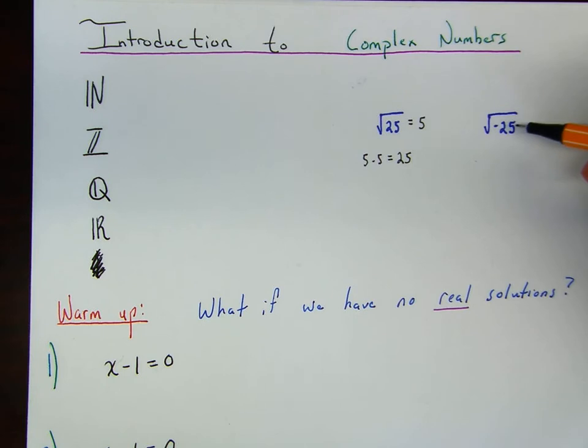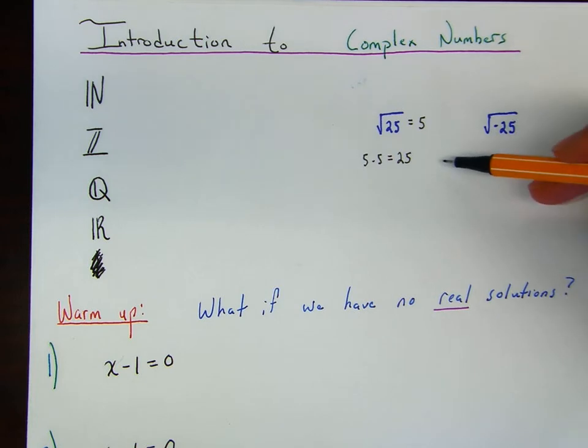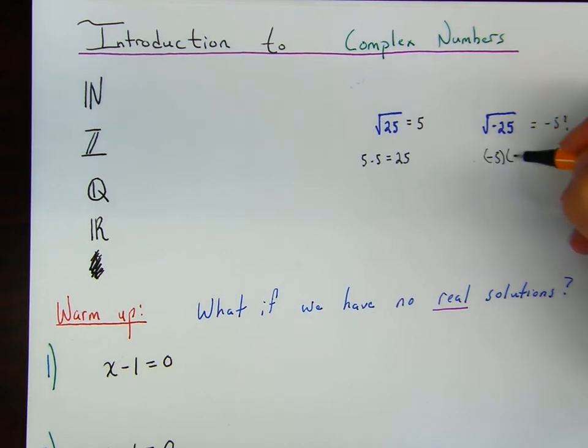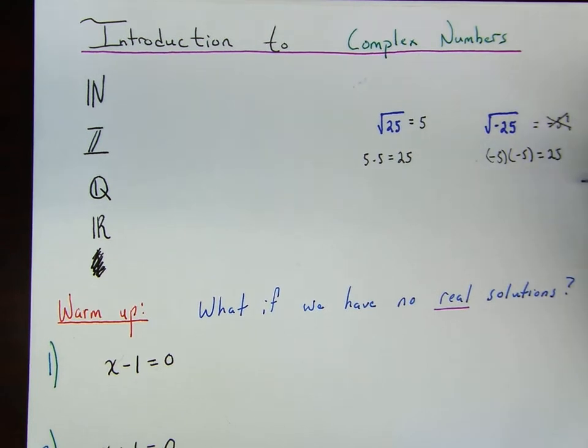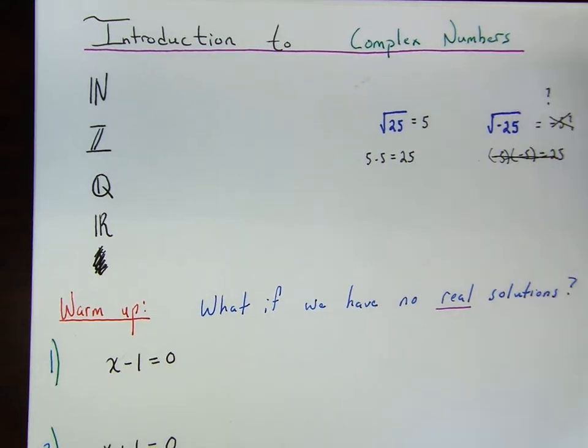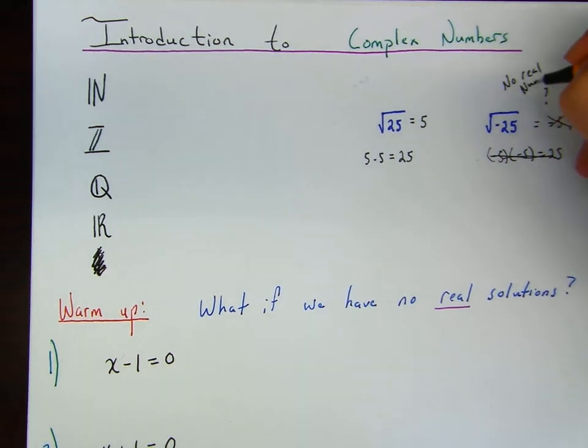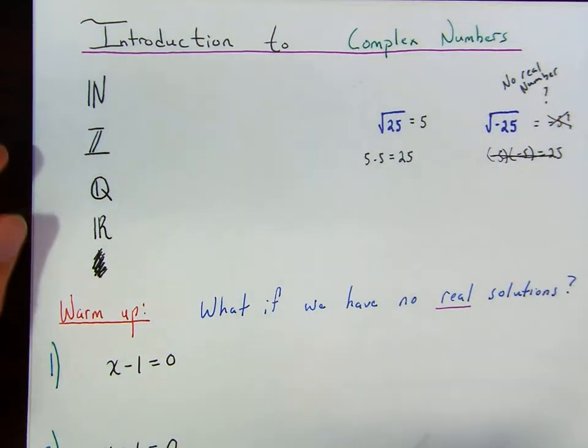But if I said, hey, what is the square root of negative 25? Well, it's not 5 because 5 times 5 is 25. Is it negative 5? Well, let's see. What is negative 5 times negative 5? That equals positive 25. So it can't be negative 5 either. So, feels like we can't do this right now. This has no real number, right? No real value will allow this to happen. So right now, this seems like a question for us.